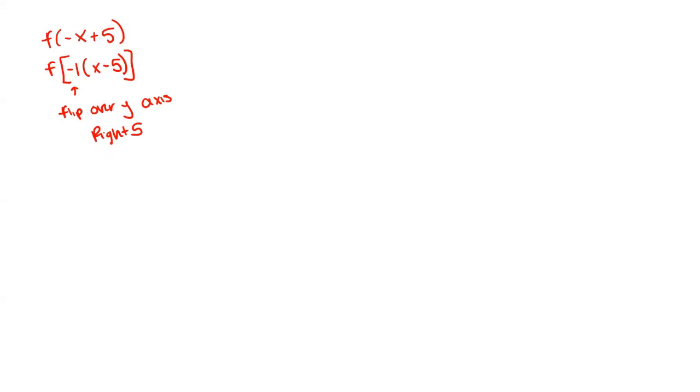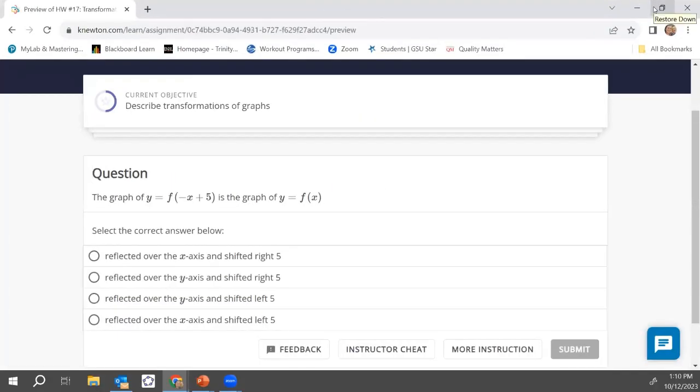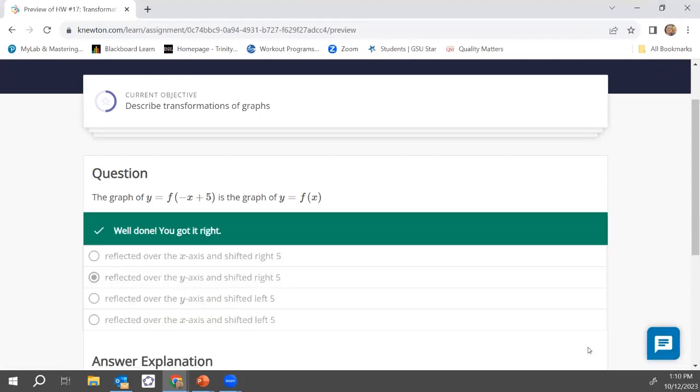Let me get my homework page back up here. Reflected over the y-axis and shifted 5 right.